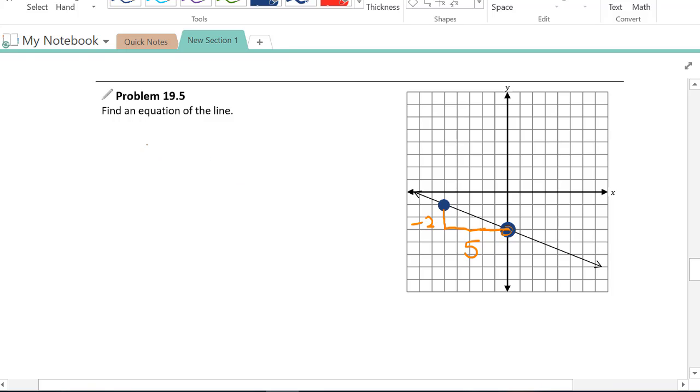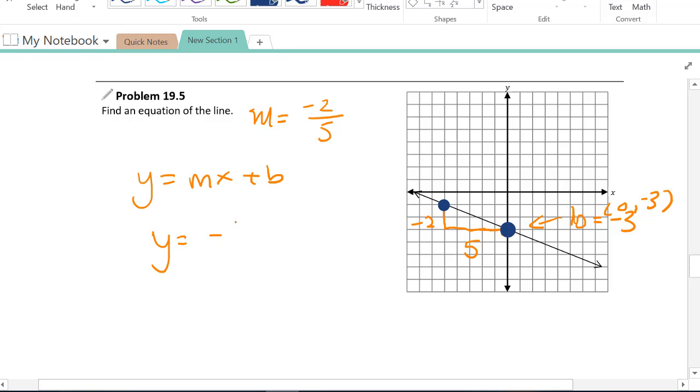So my slope here is going to be negative 2 over 5. Okay, and what's the y-intercept? Well, that's my y-intercept. That guy is negative 1, 2, 3. B is negative 3, or 0, negative 3. So again, equation of the line, y equals mx plus b. So y is equal to negative 2 over 5x minus 3, because b is negative 3. And there you have it.